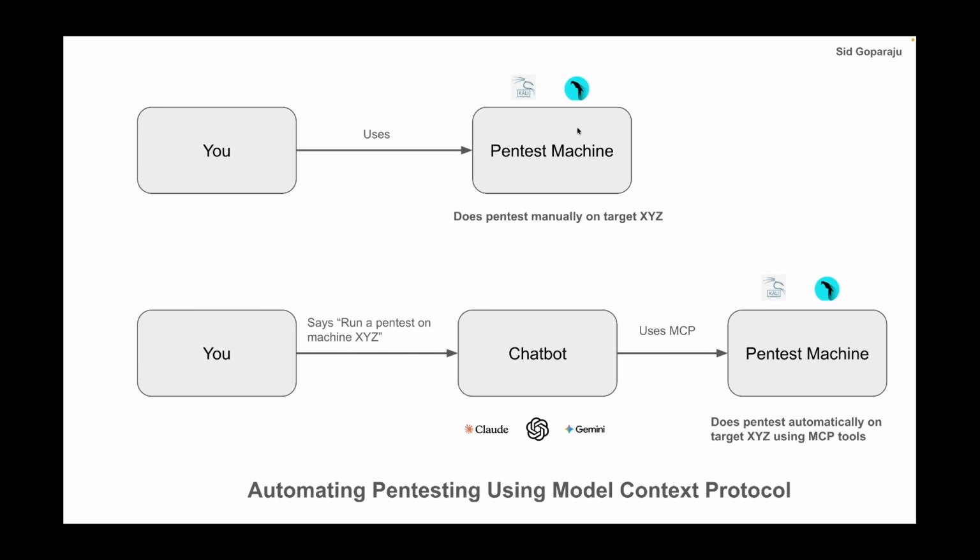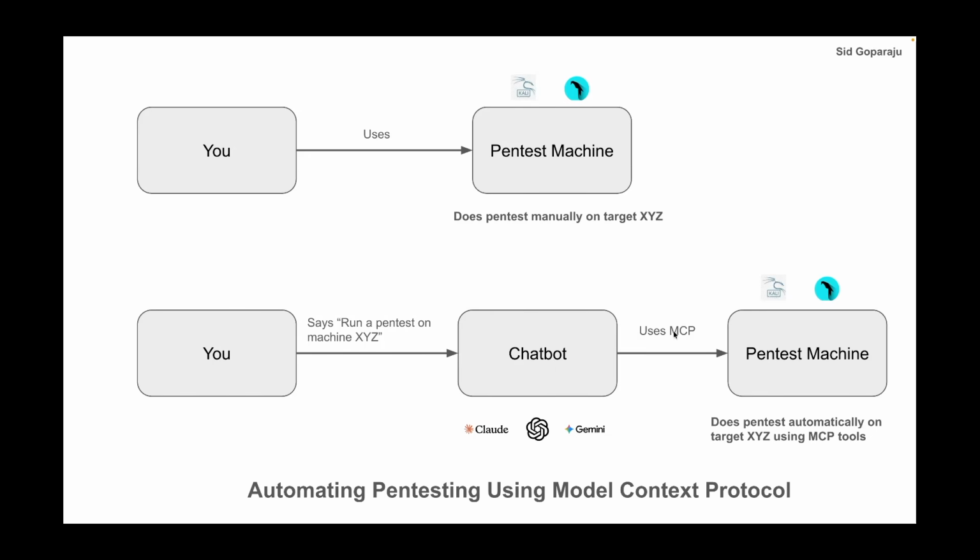But over the last few years, as all of us know, AI has grown a lot. So the way we do certain things has changed, and one of them is also pen testing. Instead of directly accessing your pen testing machine, you use your chatbot. It can be Claude, Gemini, or ChatGPT. And you just give a command to your chatbot saying, hey, run a pen test on machine XYZ. And the chatbot magically does the pen test on your behalf.